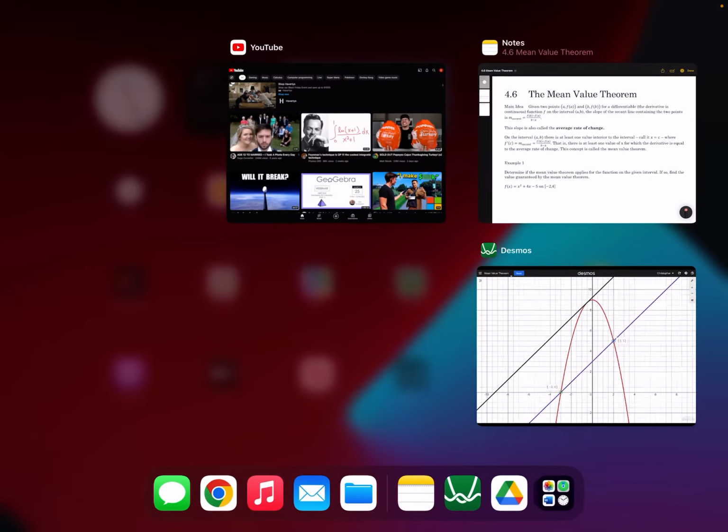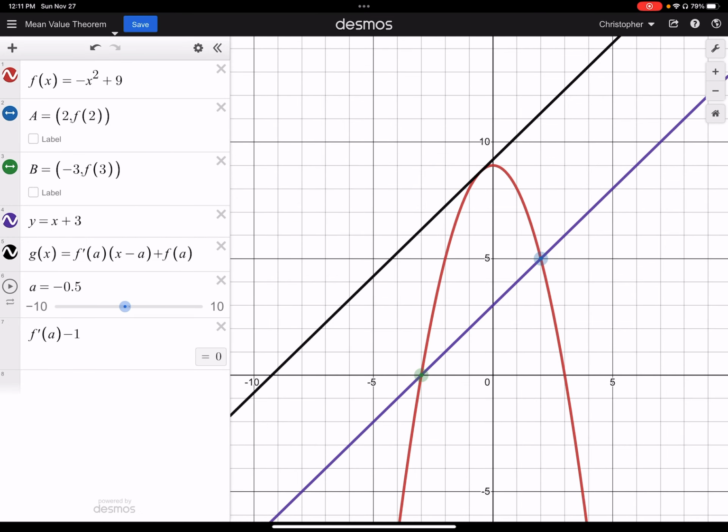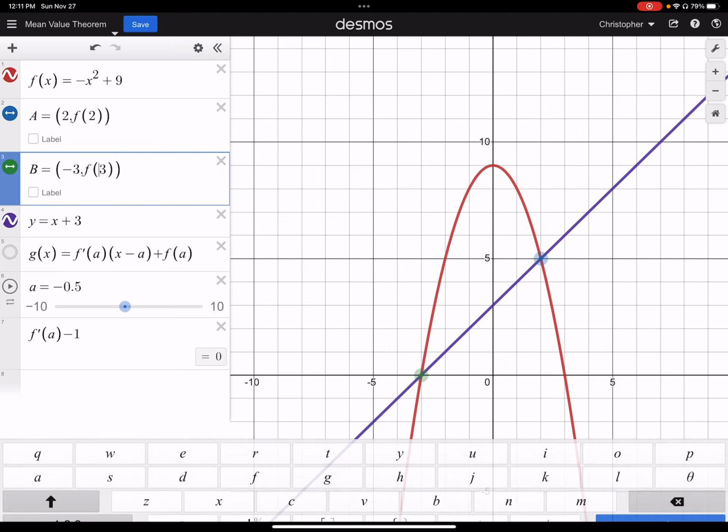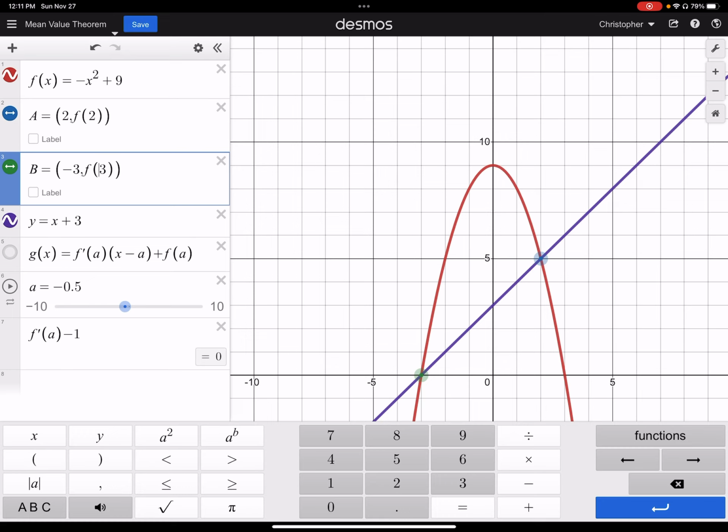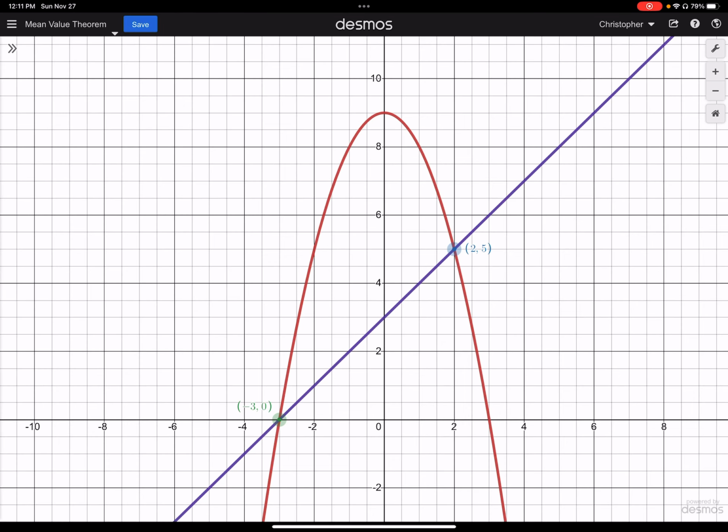So imagine we have 2 points, A and B. I've labeled A and B to be 2, f of 2, so that's 2, 5, and -3. That should be -3, so -3, 0. It's not going to change the result, but we're going to line up. So we have those 2 points, right? There's this line. We see this purple line that connects -3, 0 to 2, 5.